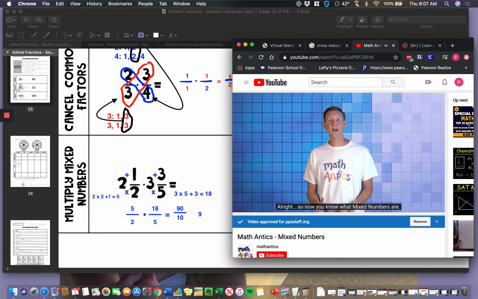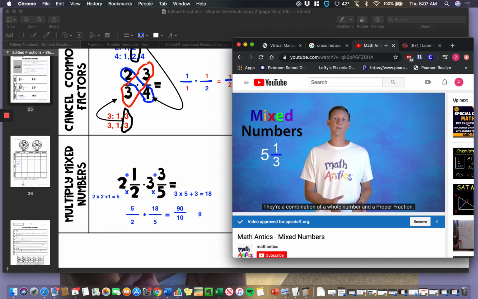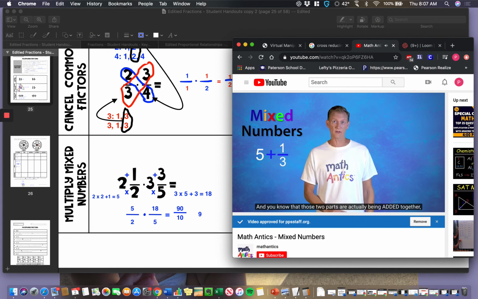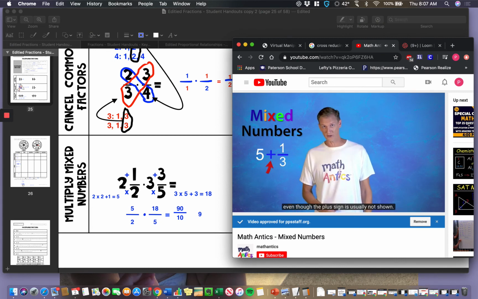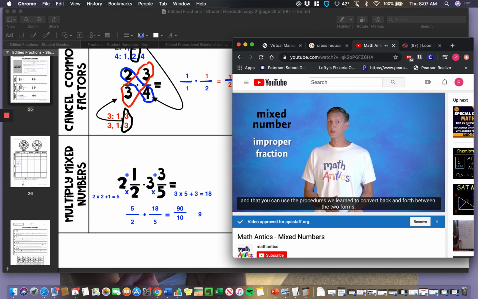Alright, so now you know what mixed numbers are. They're a combination of a whole number and a proper fraction. And you know that those two parts are actually being added together, even though the plus sign is usually not shown. You also know that a mixed number is basically a simplified form of an improper fraction, and that you can use the procedures we learned to convert back and forth between the two forms.